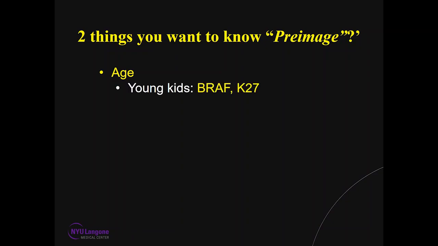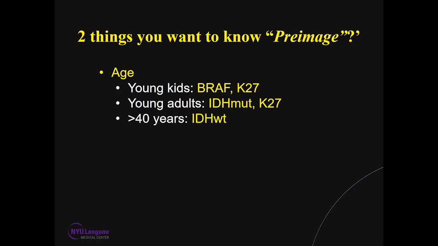The reason it's very important for some of these glioma subclasses is that the majority of young kids are going to have either BRAF or K27 mutant gliomas. Young adults, the majority will have IDH mutated, or some will have K27 mutated diffuse midline gliomas. If you're more than 40 years old, the chances are it's going to be an IDH wild type glioma.